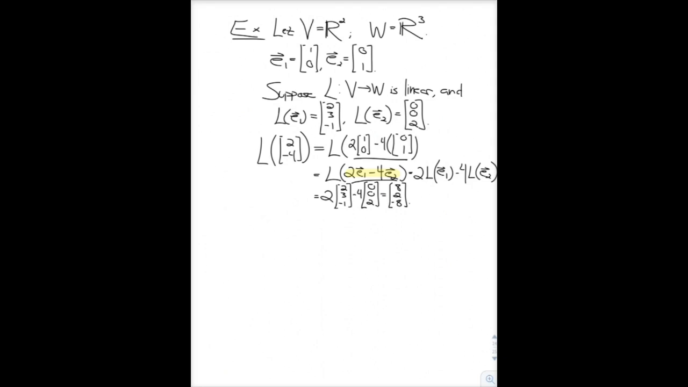Here we go from here all the way to here. So the phrase one hears in this context is the following. One says that L is completely determined by its action on the basis. That is, if we know how L acts on the basis, we can completely determine what L does to an arbitrary vector.